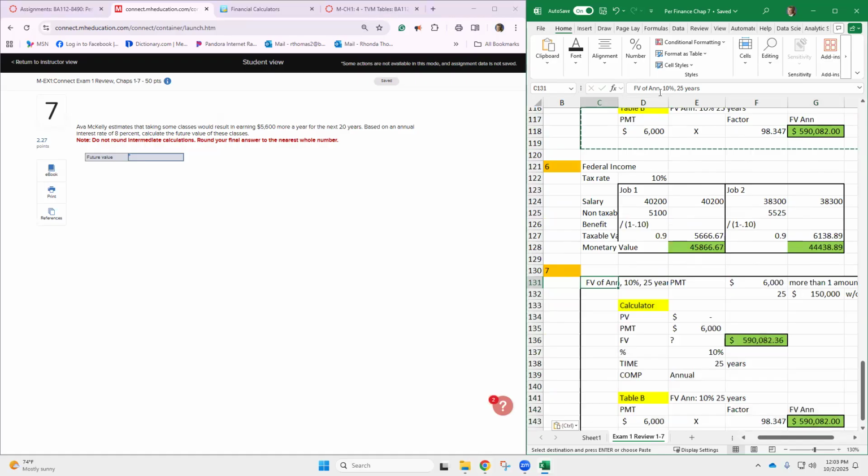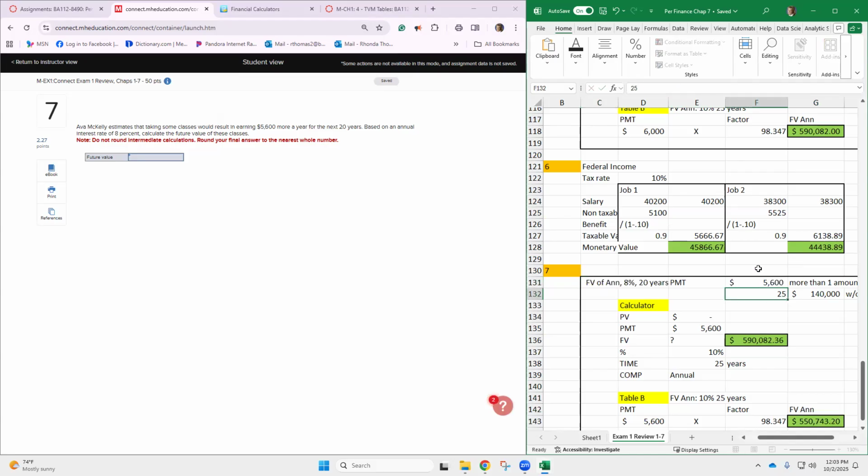Future value of an annuity. Mine is 8%. Write it down, not 18%, 8%. I'm looking at 20 years. So she's planning to work this job 20 more years.